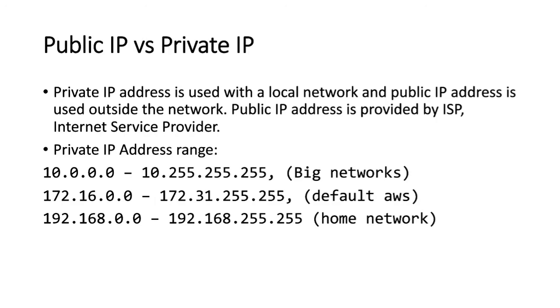So we have these private IP address ranges. On your screen you can see a particular way of representing IP addresses. In writing, they write them with decimal values separated by dots, but we can actually convert them into binary and represent them in 32 bits also. So these are the ranges of the private IP addresses, and you can see the IPs for the big networks, the default AWS range, and for the home networks as well.